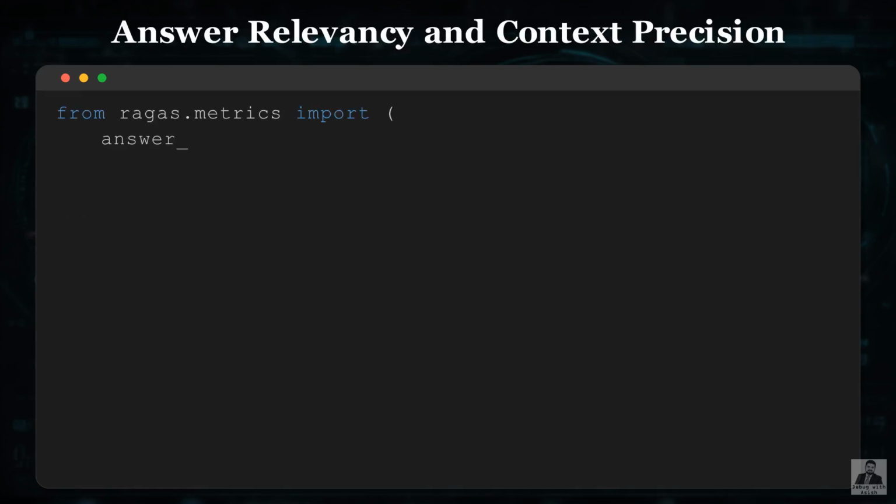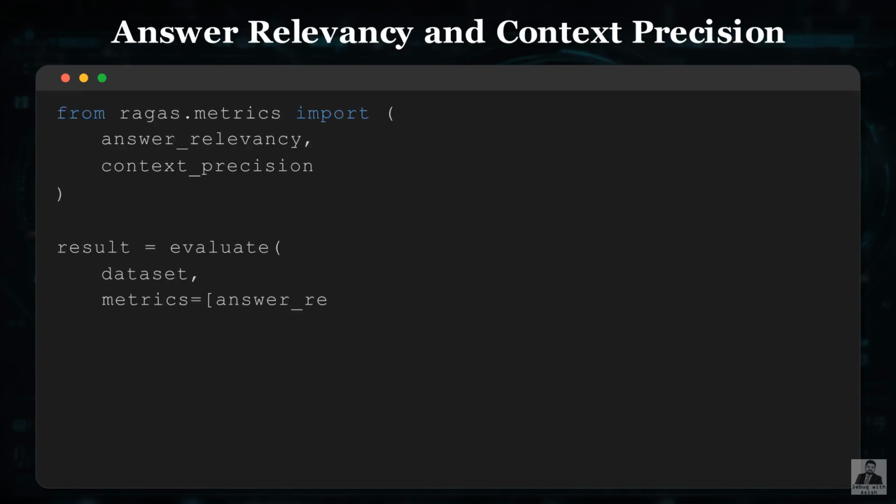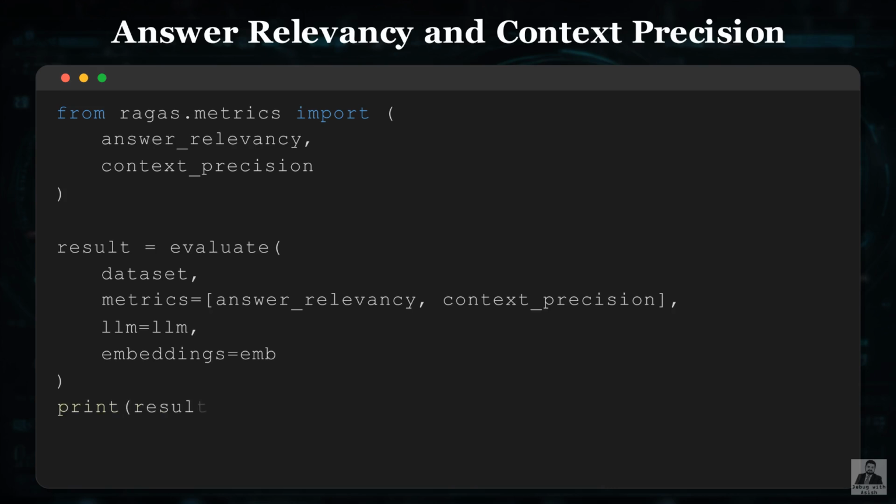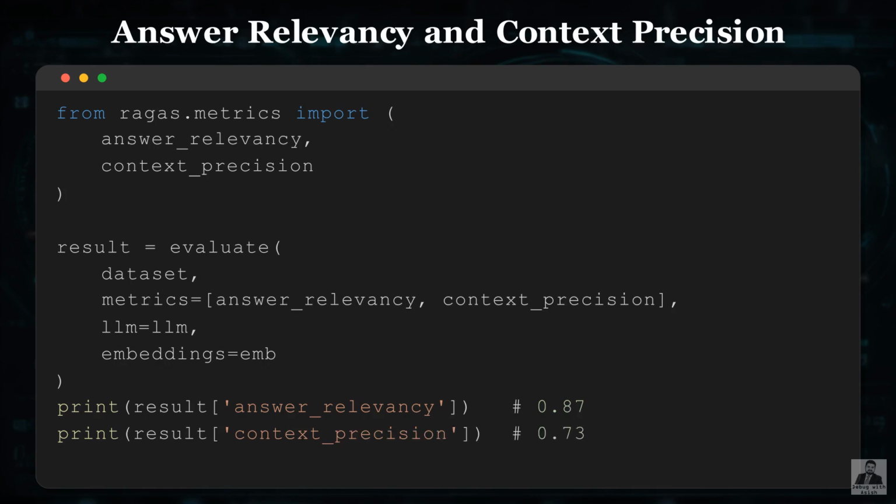We add answer relevancy and context precision to the same evaluate call. Answer relevancy checks whether the answer addresses the question by generating multiple questions from the answer and measuring how closely they match the original. Context precision checks whether the most useful chunks are ranked at the top. A context precision of 0.73 tells us our retriever is finding relevant content, but not surfacing it near the top of the list, which is a signal to improve ranking.